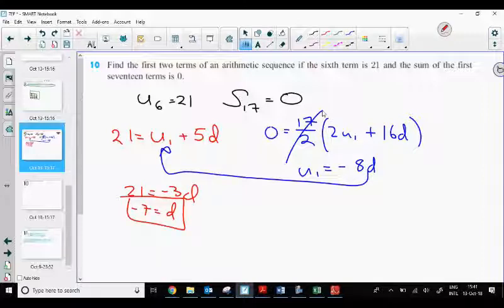Now I just need to figure out what the first term is. So that means that the first term is going to be equal to 56. If the first term is 56 and the common difference is negative 7, that makes the second term equal to 49. That wasn't too bad.